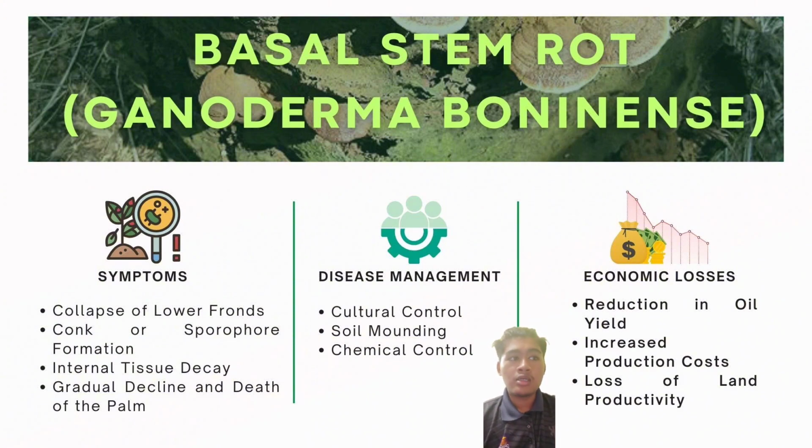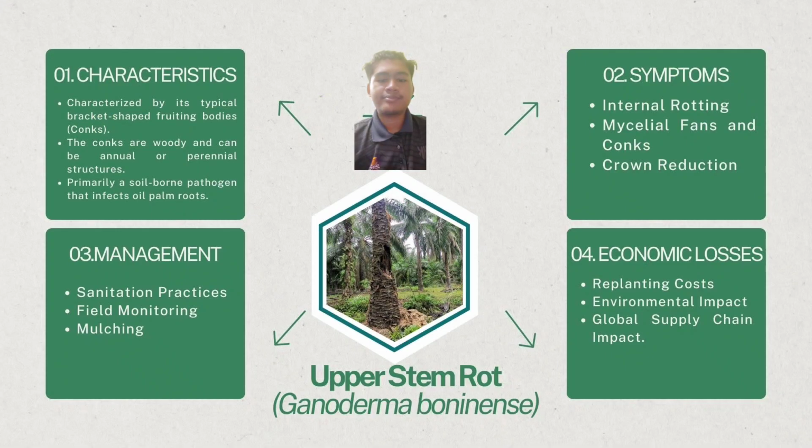Loss of land productivity also contributes to the economic loss of oil palm, because basal stem rot not only affects individual palms but can lead to the loss of entire planting areas. Infected areas may become unproductive, reducing the overall land productivity of the plantation.